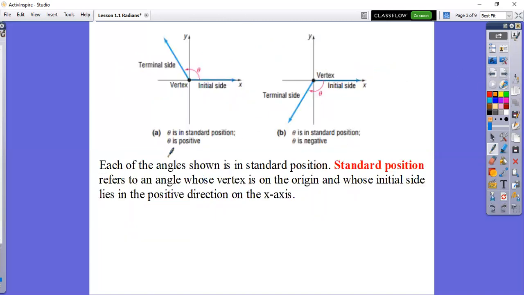We're going to look a little bit more at these angles. This is called standard position. Like I said, typically in pre-calculus, we're going to see the vertex at the origin and the initial side along the x-axis. If an angle is in that position, it's called standard position. And again, if it opens counterclockwise, that is a positive angle, and if it opens clockwise, that is a negative angle.